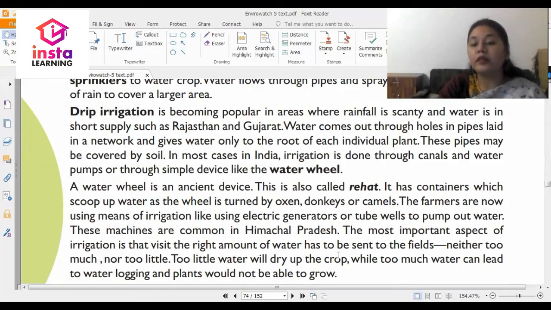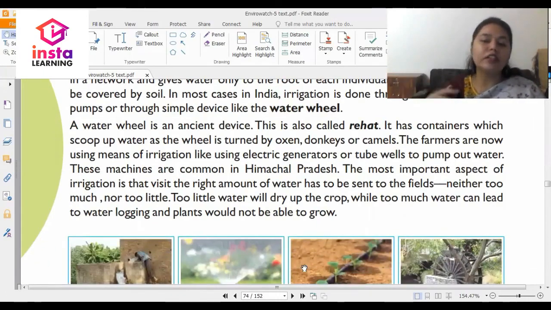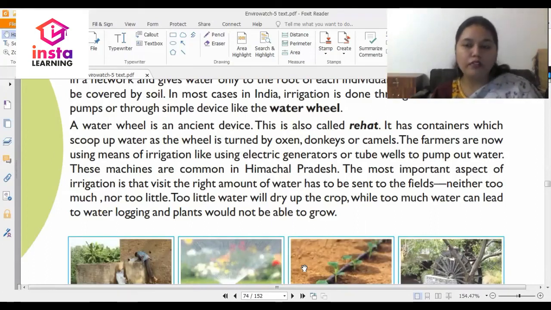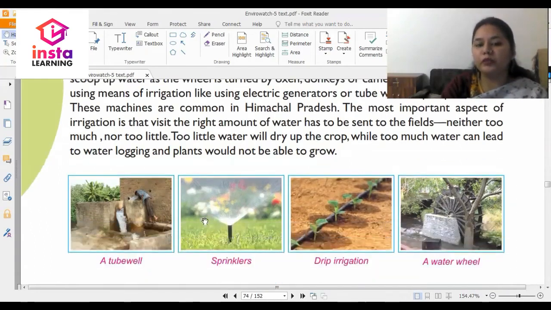These machines are common in Himachal Pradesh. The most important aspect of irrigation is that the right amount of water has to be sent to the fields, neither too much nor too little. Because if too much is given, the quality of the plant will not grow, and if it's too little, farming cannot happen. Too little water will dry up the crop, and too much water can lead to waterlogging, and plants too will not be able to grow.